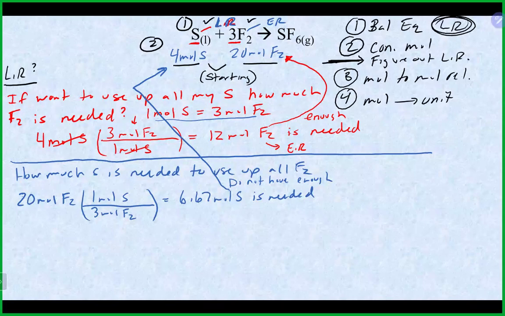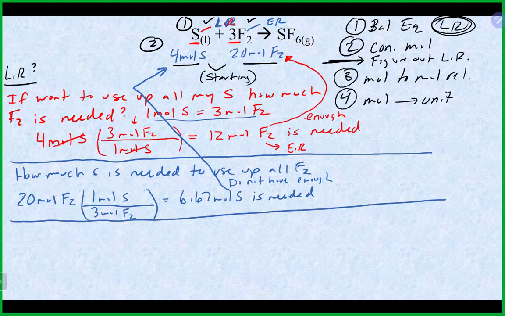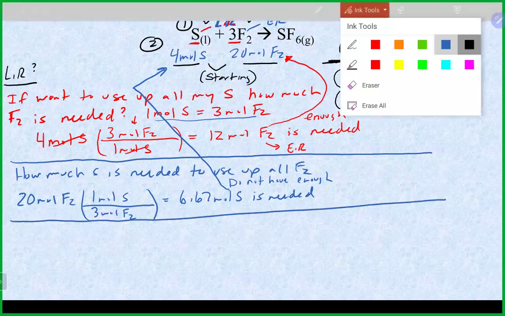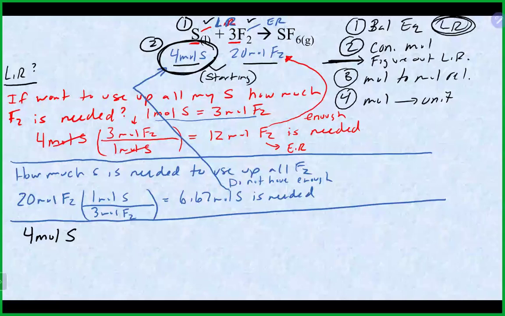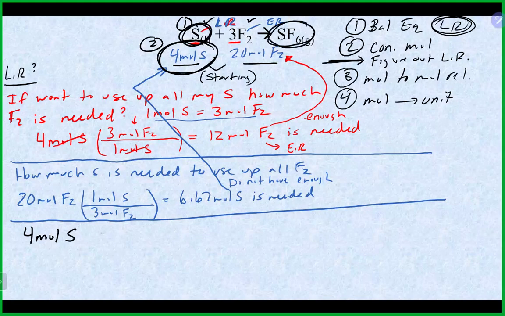So now that we figured out that in this case sulfur is our limiting reagent, we can then figure out the rest of our steps. You always want to do your product calculation based on the limiting reagent. So we would go back, now that we know sulfur is our limiting reagent, and we could actually do the problem. 4 moles of sulfur. We can now do the relationship between sulfur and our product.